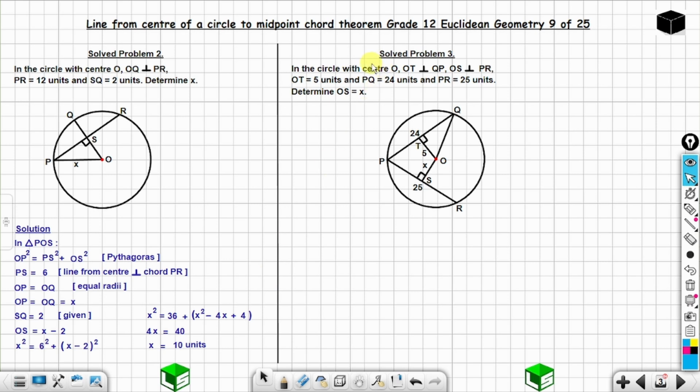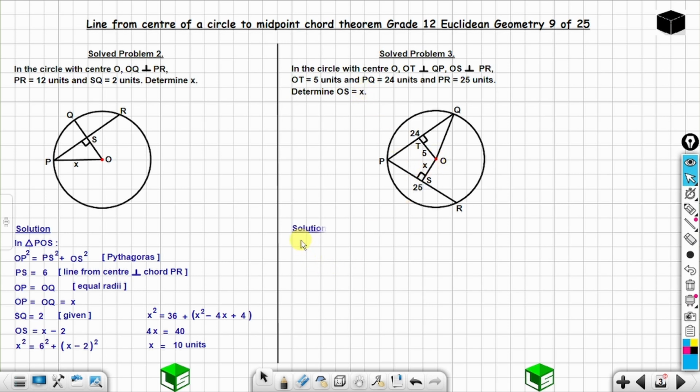Now, problem number 3. In the circle with center O, OT is perpendicular to QP, OS is perpendicular to PR, OT is equal to 5 units, PQ is equal to 24 units, and PR is equal to 25 units. Determine OS, which is X.